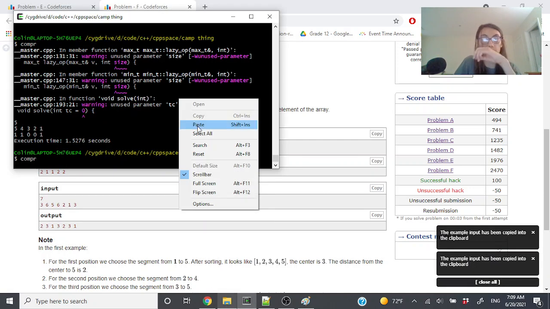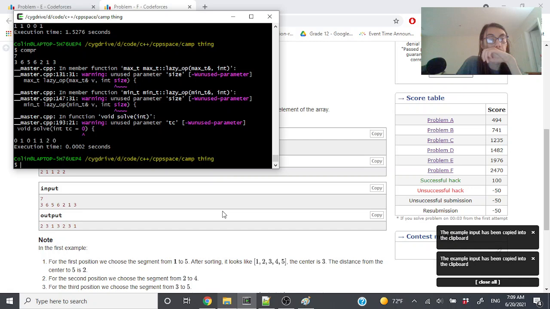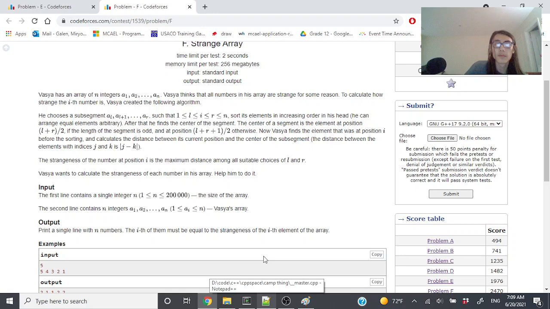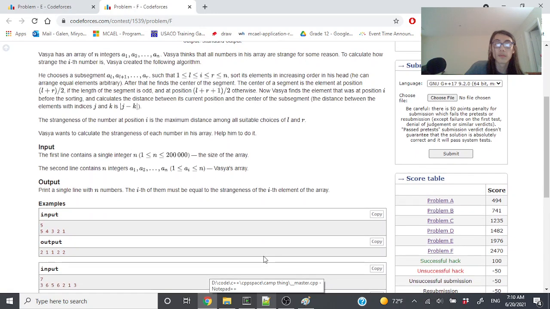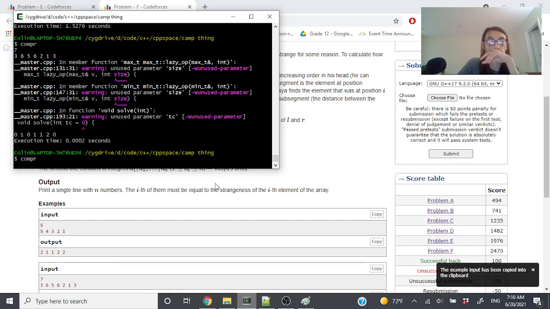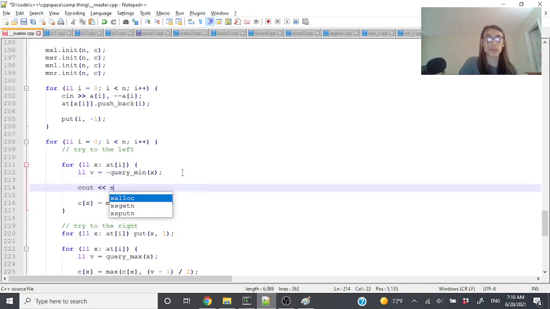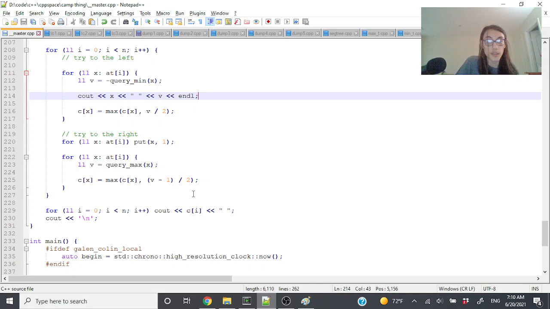11001. Interesting. Is it always off by 1? No, it's not. Okay, yeah, it was worth a shot. Why is that true? Calculates the distance between its current position and the center of the subsegment. So we can always achieve 1, or we can almost always achieve 1. What happens here? So C out X, V, and L. I'll put that here too.